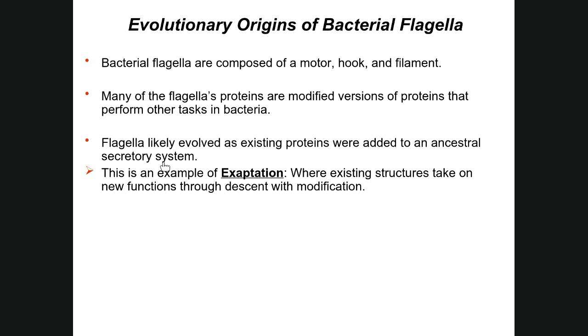And again, one of the ways they do it is they look at the primary structure and look for homology between proteins that are presently part of the secretory system in a bacterium, and then they compare it to the proteins that make up these three parts of a bacterial flagellum. So they call this exaptation. Here's the working definition for exaptation: where existing structures take on new functions through descent with modification. So it's not just happening at a macro level, it's happening at a micro level. Not just the level of the gene, but the level of the proteins apparently.